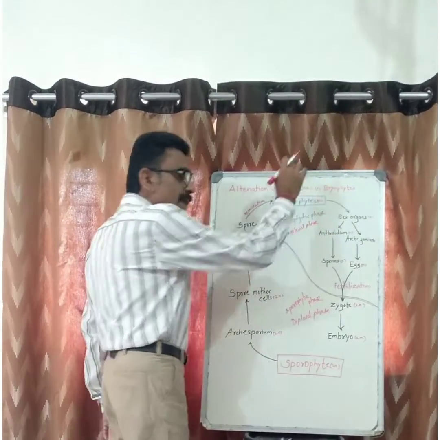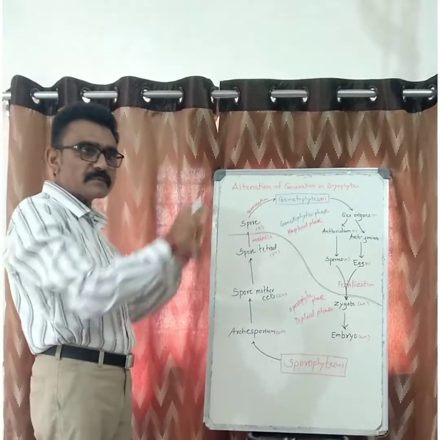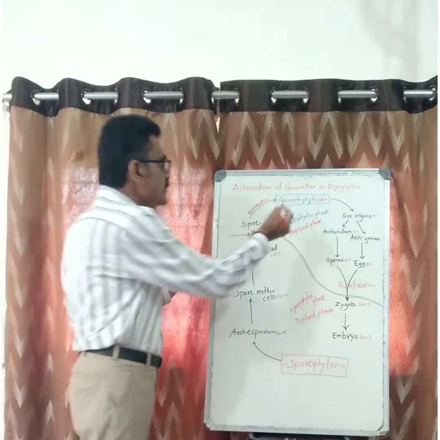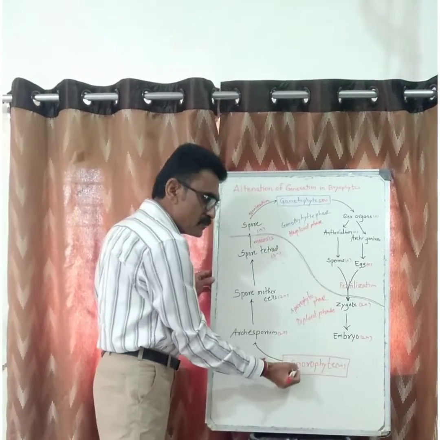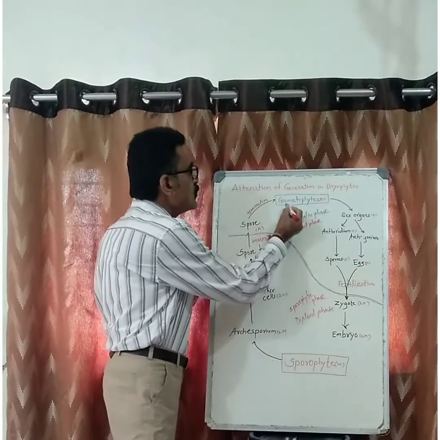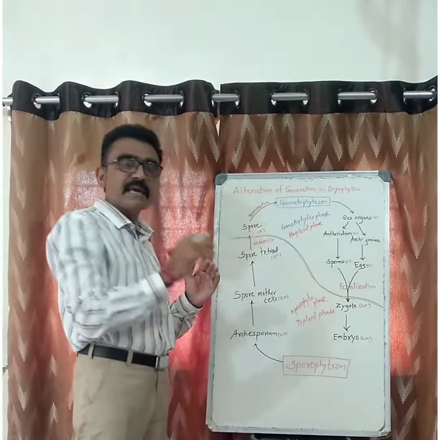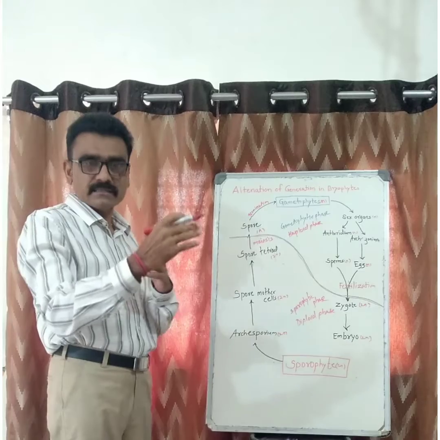The bryophyte has two life cycles. In the life cycle, two different stages are present: first the gametophytic and then the sporophytic life cycle. The gametophytic life cycle means what? What is meant by gametophytic? The gametophyte means gamete bearing plants.